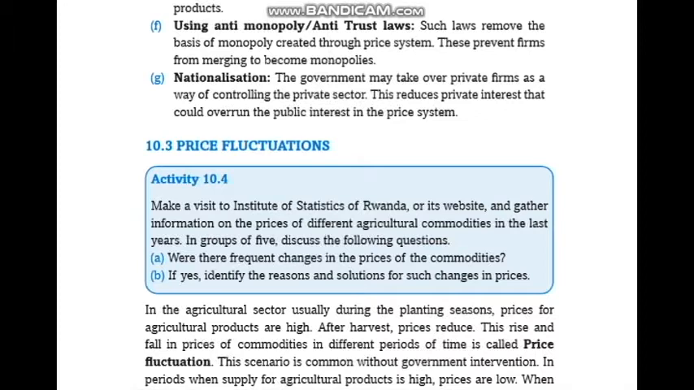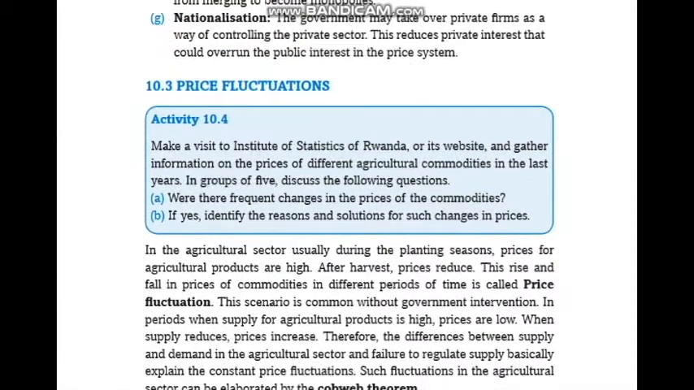Nationalization. The government may take over private farms as a way of controlling the private sector. This reduces private interest that could overrun the public interest in the private system.